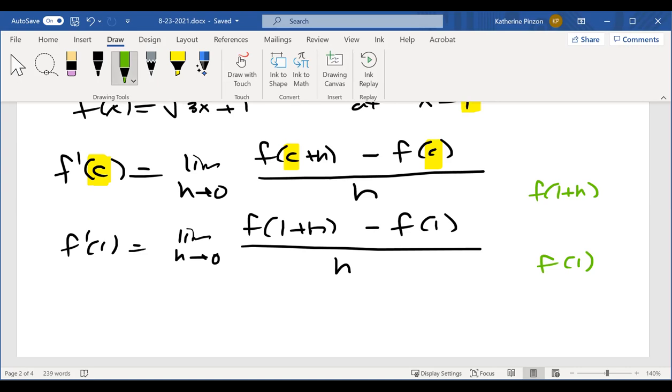Okay, f of 1 is the easy one. How do you find f of 1? Plug 1 in for x. 3 times 1 plus 1. 3 plus 1 is 4. Square root of 4 makes 2. Okay, this guy's going to be a 2.